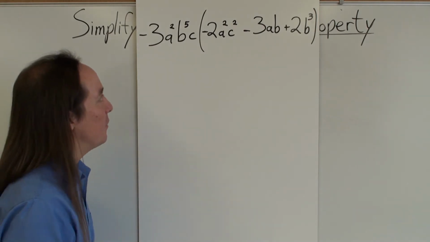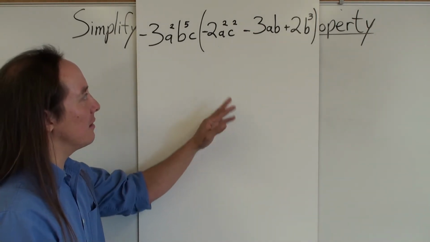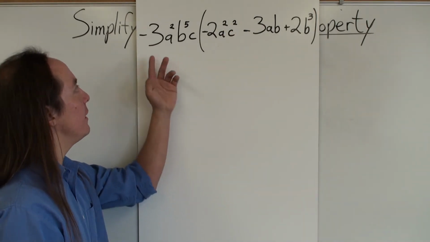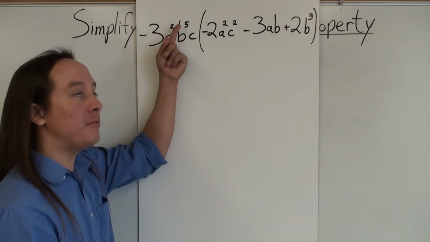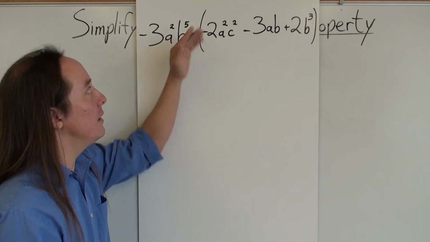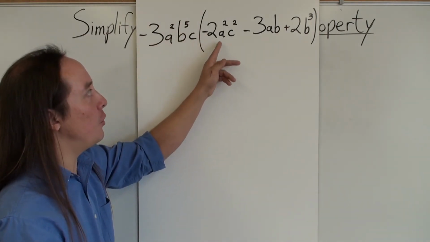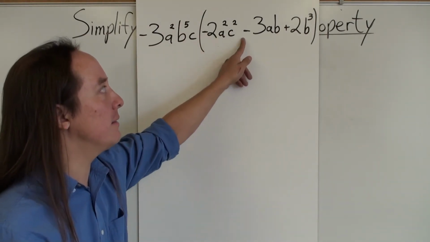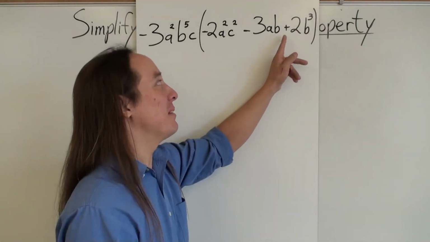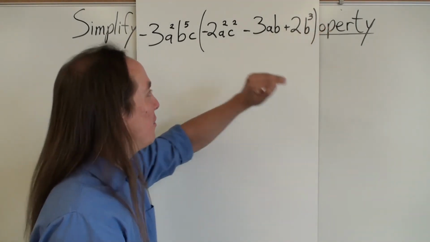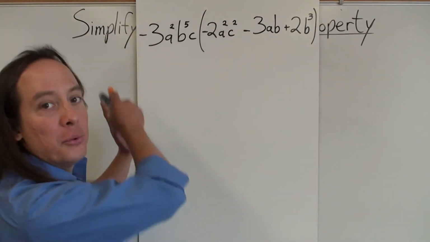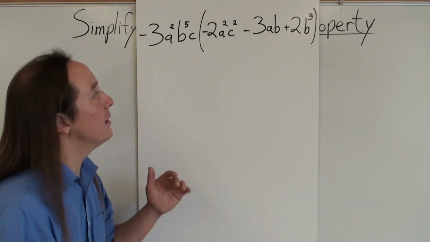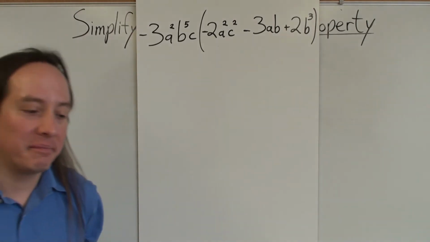Anyway, so this one says, just so you can see it, because I know some of my exponents get kind of hard to see. It says minus 3a squared times b to the 5th power times c, open parentheses, minus 2a squared c squared minus 3ab plus 2b cubed. So this has 3 terms inside the parentheses. So there's going to be 3 arrows, okay? Maybe pause video, give it a shot.